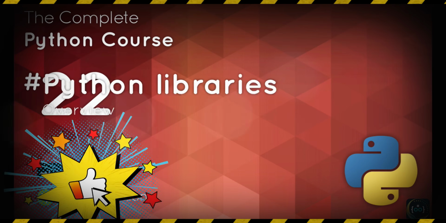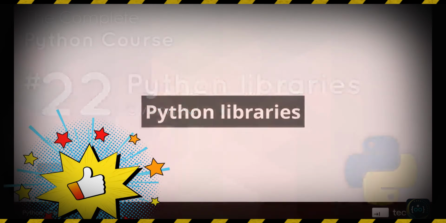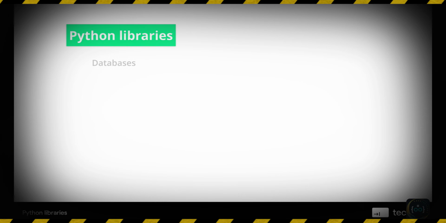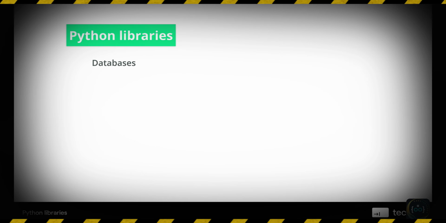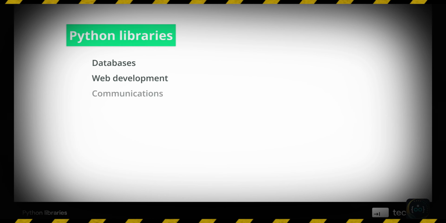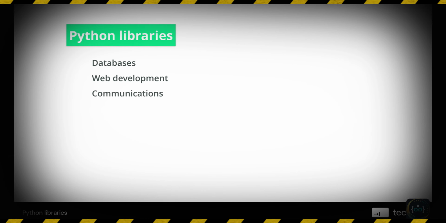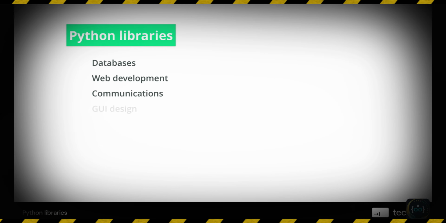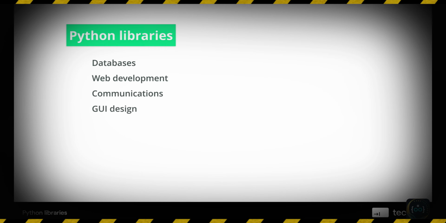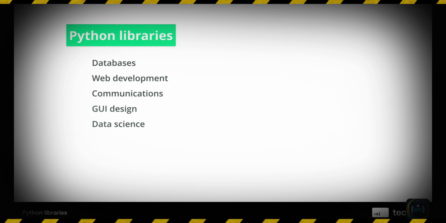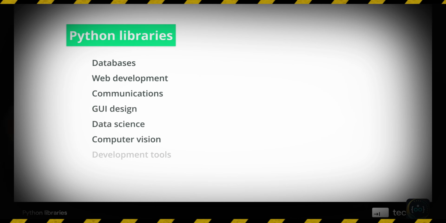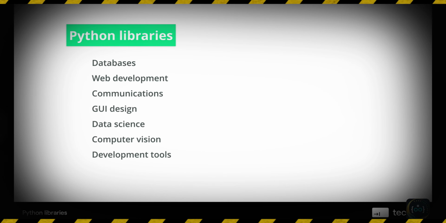And welcome back. In this video, I wanted to guide you through some of the most popular Python libraries that can be used for a variety of things. So we're going to talk about some libraries you can use to interact with databases, some that you've already seen and some that you haven't, to look at web development, a couple to do communications, like sending emails or SMS texts, a couple for GUI design for graphical user interfaces, like desktop apps, a bunch of them that can be used for data science and that are very popular, and then some for computer vision, and we're going to look at a couple of development tools as well you can use to make your life a bit easier when you're working with Python.